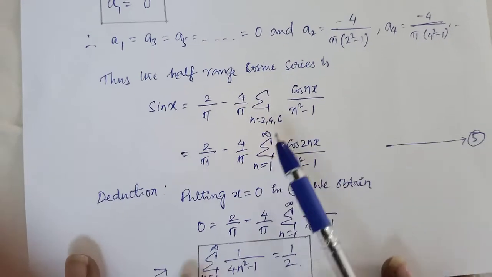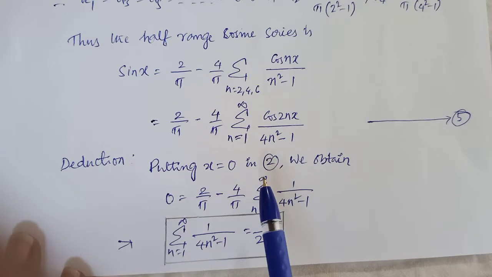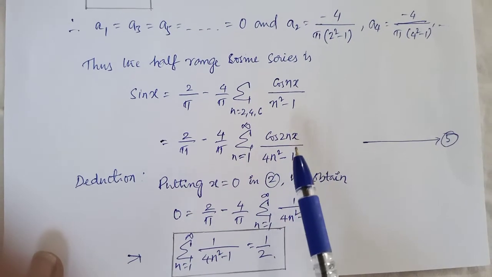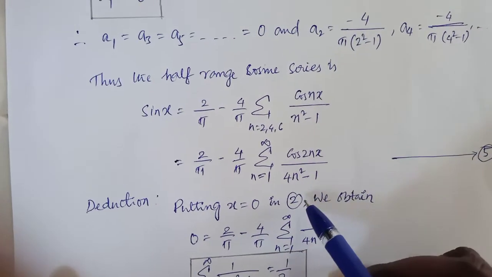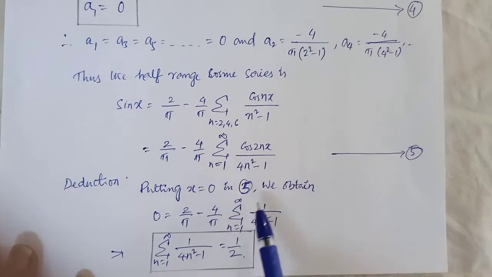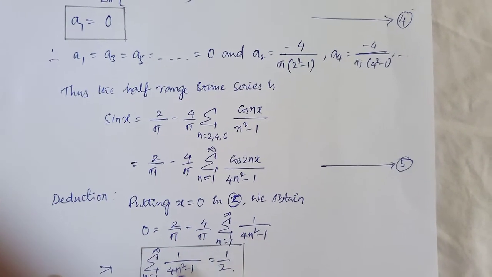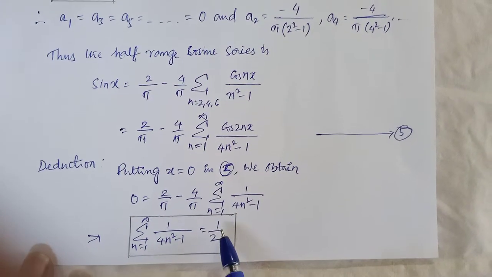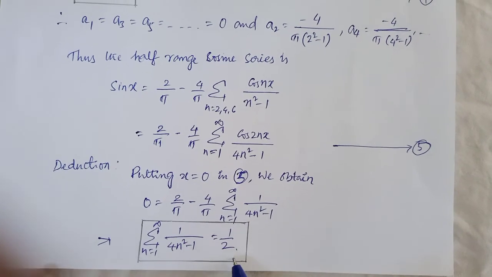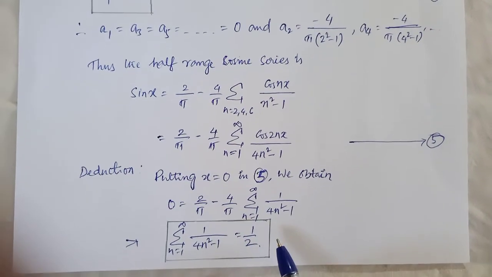Now the deduction. For the deduction, what we have to do? Just put x equal to 0 in equation 5. So we obtain: sin 0 is 0, 2 by pi. Now take this 2 by pi, and there the pi gets cancelled. So sigma n equal to 1 to infinity 1 by 4n square minus 1 is equal to 1 by 2. So this is the required answer. Okay, thank you.